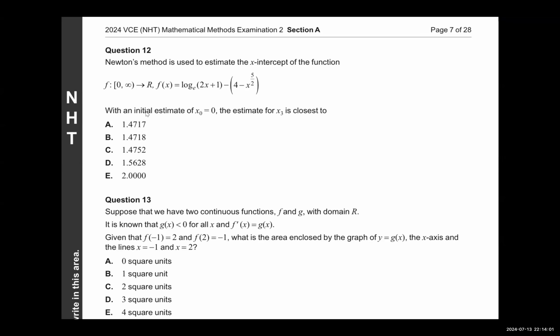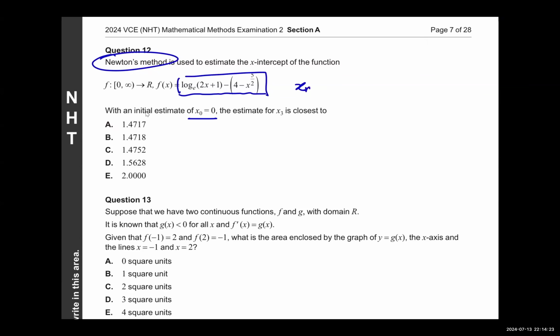Okay, question 12 is another technology question. You would like to estimate the x-intercept of this slightly more complicated function using Newton's method. The initial estimate is x0 equals 0. This is your f of x.